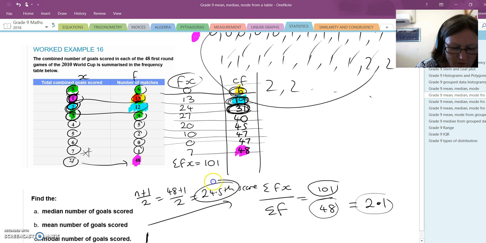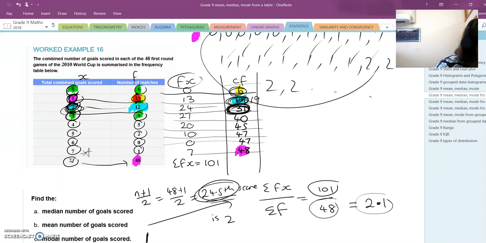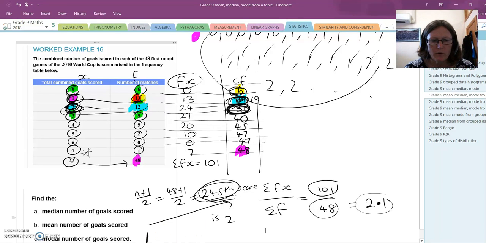So the 24.5th score falls in here because this band has all the scores from the one after 19, so from 20 up to 31. So in this band here is the 24.5th score. So in other words, we go across here, and the median score is 2. Okay, so that is just a quick reminder of how we do mean, median, and mode from a table.